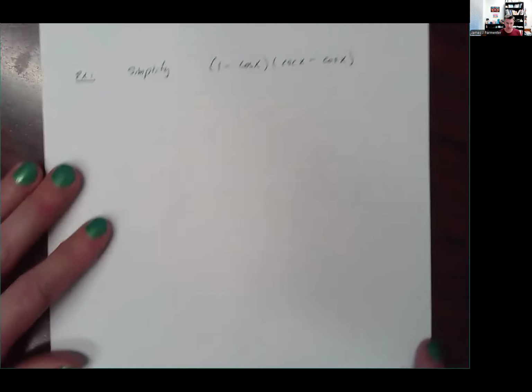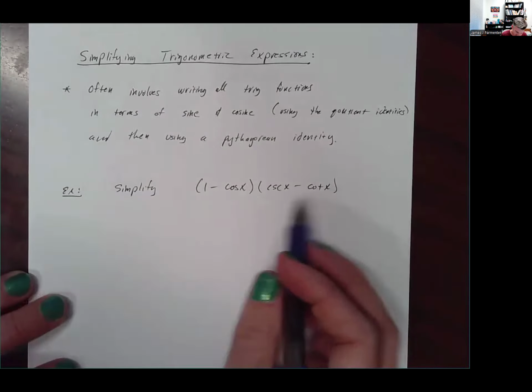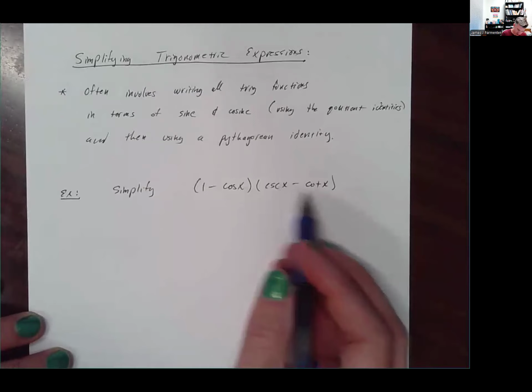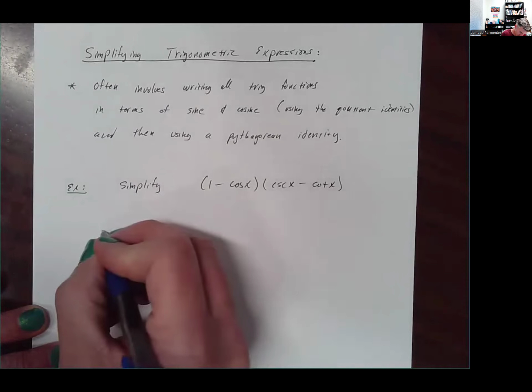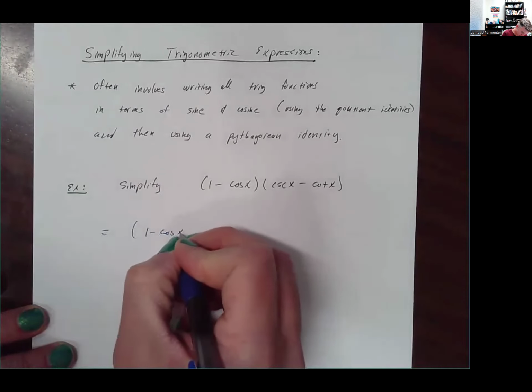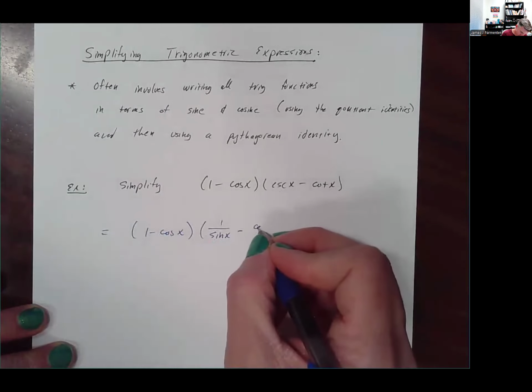All right, last part of this section, simplifying some trigonometric expressions. So this often involves writing all trig functions in terms of sine and cosine, using the quotient identities, and then using a Pythagorean identity after that. Not always, but those are usually the best. So here, the first thing I would probably do is rewrite cosecant and cotangent in terms of their sines and cosines. So I'm going to rewrite this as 1 minus cosine of x times cosecant, which is 1 over sine of x, minus cotangent, which is cosine of x over sine of x.